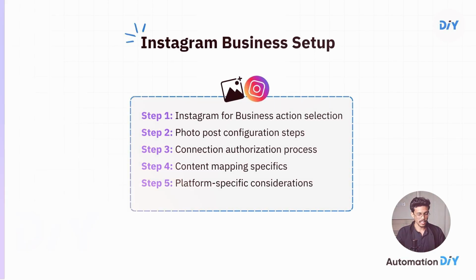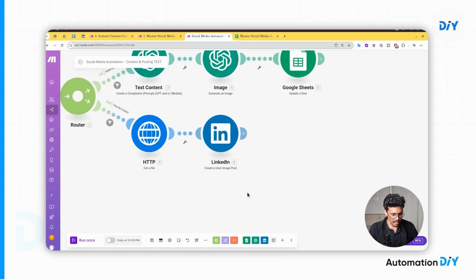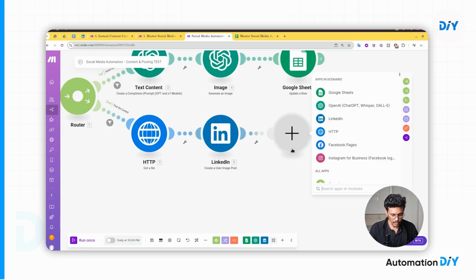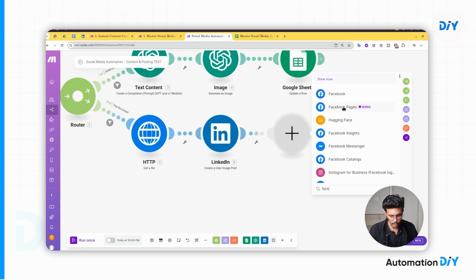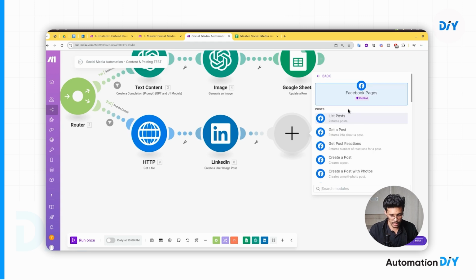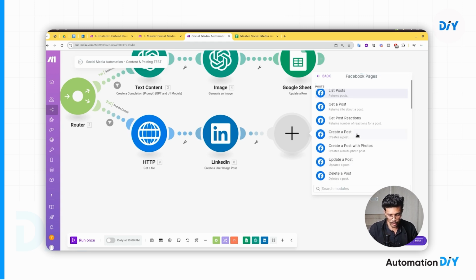So let's get started. After adding LinkedIn, create a photo post. Similarly, we will go with the Facebook one. Just click on the plus icon and search for Facebook here. When you search for Facebook, there are multiple Facebook apps for lead ads, Facebook pages. We are going to create an image post on a Facebook page, so we go with this Facebook Pages app, and here we are going to use the create a post action, which is going to post to your Facebook pages.